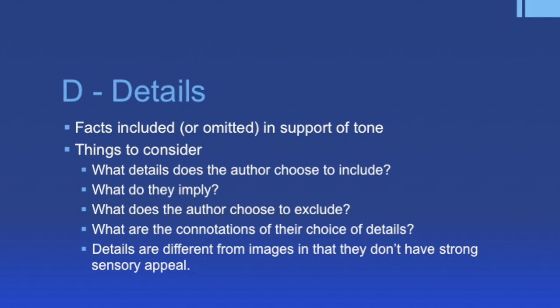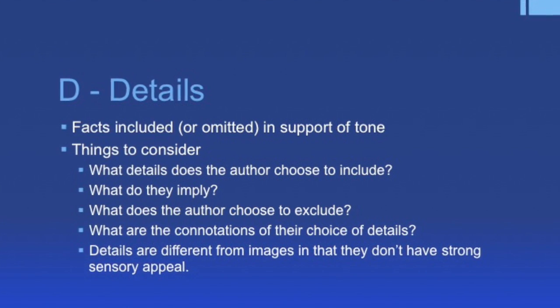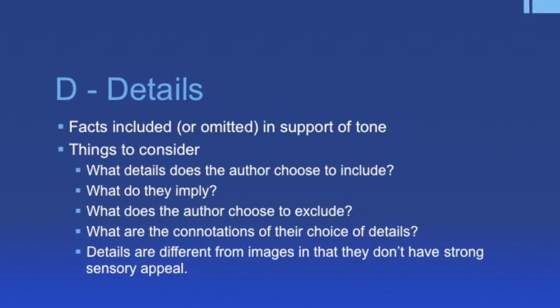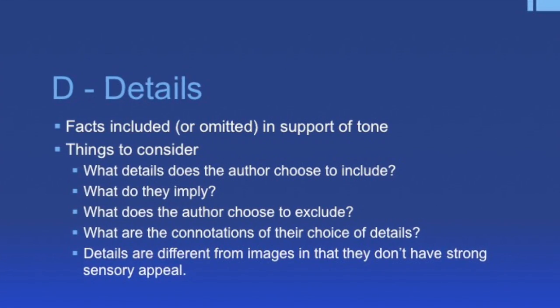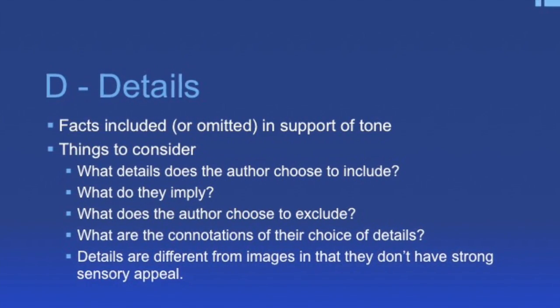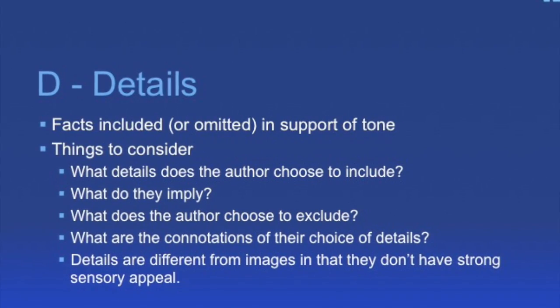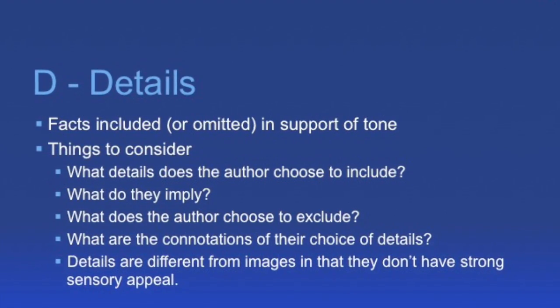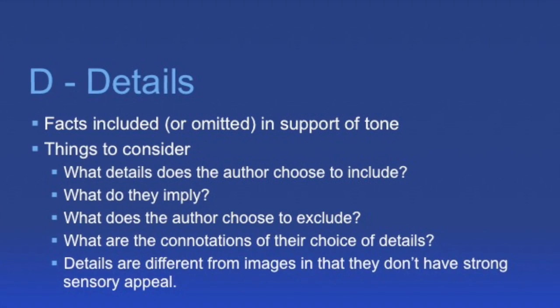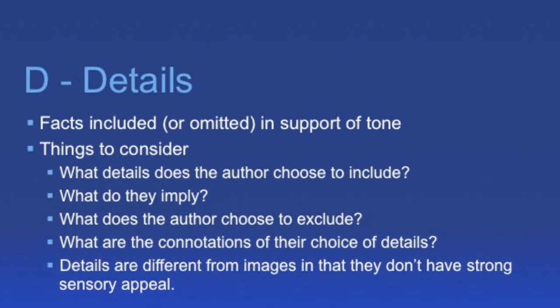Students often confuse details with images, so remember that these are different in that details don't have the strong sensory appeal that imagery does. Details are facts included or omitted in support of the tone of the passage. Think about the details the author included, what they imply, and what the underlying connotations are in these choices. Also consider the details the author chose to exclude. You'll need to consider the entire piece to figure out what he might have left out.